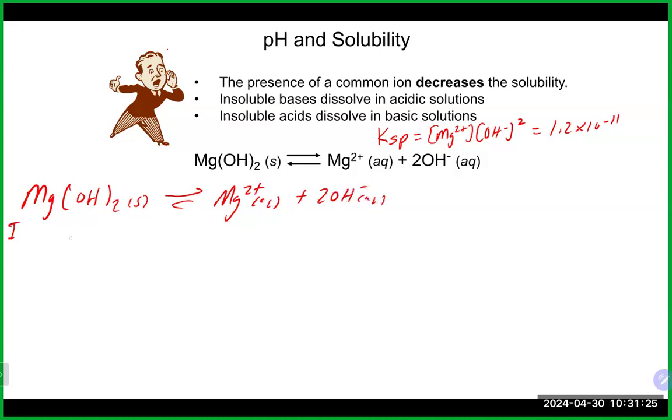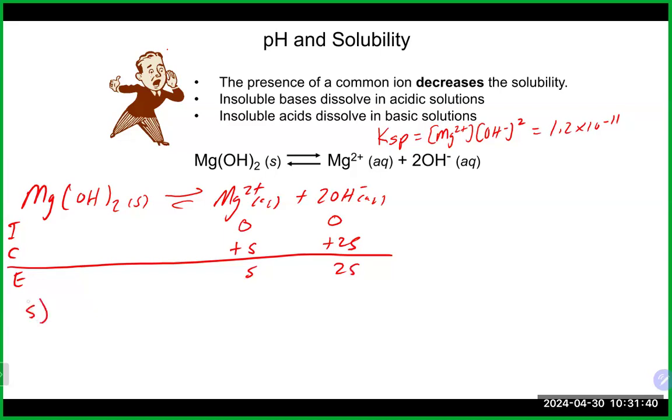And initially, 0 and 0, change plus S plus 2S. That means at equilibrium, S and 2S. Putting that into our Ksp expression, that's going to give me S times 2S squared is equal to 1.2 times 10 to the minus 11. That is going to give me something like 4S cubed is equal to 1.2 times 10 to the minus 11.